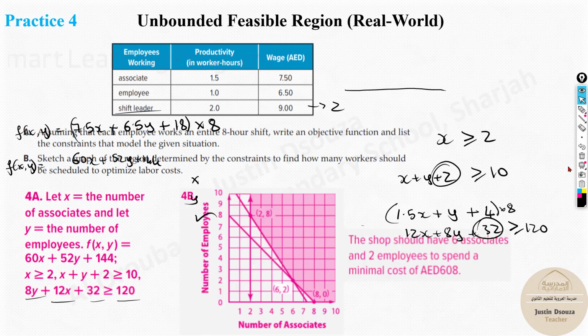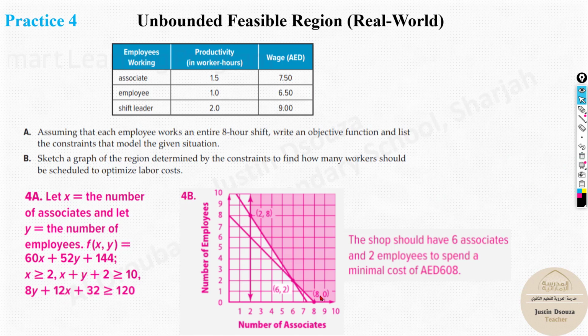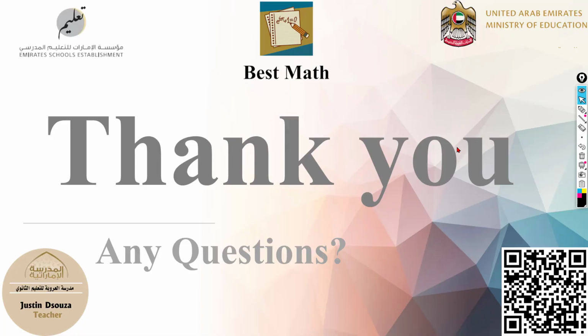So then you can just graph it up. We have done the graphing before, and then find the vertices, put it in this objective function, and then you will understand which gives you what values. So now you can see if the shop has 6 associates and 2 employees, that will be the minimum cost. Because if you have 6 associates, 2 employees, and then there are 2 shift leaders, you will be spending minimum cost of 608 dirhams for that particular shift by paying the wages, and then you can earn more profit. So that's the end of this particular lesson.